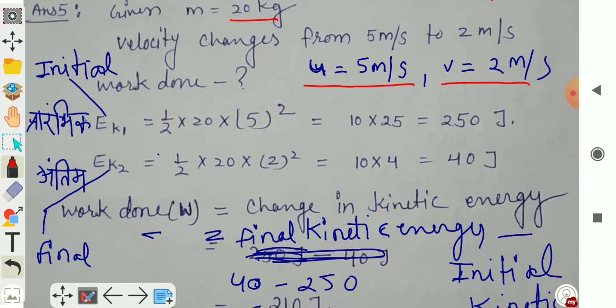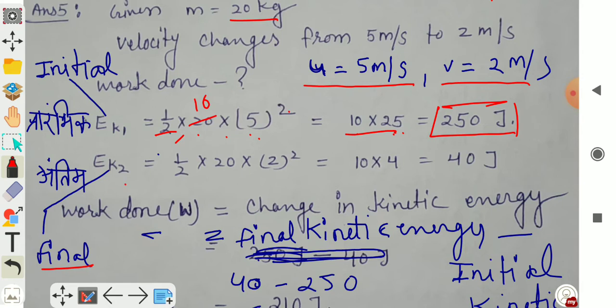You have to find the kinetic energy for both the cases. In the first case, we will put the value of u, 5 meter per second. So half multiplied by 20 multiplied by square of 5. 2 ones are 2, 2 tens are 20, so 10 multiplied by 20 (square of 5 is 25, so 10 multiplied by 25), and the value of kinetic energy will be 250 joule.